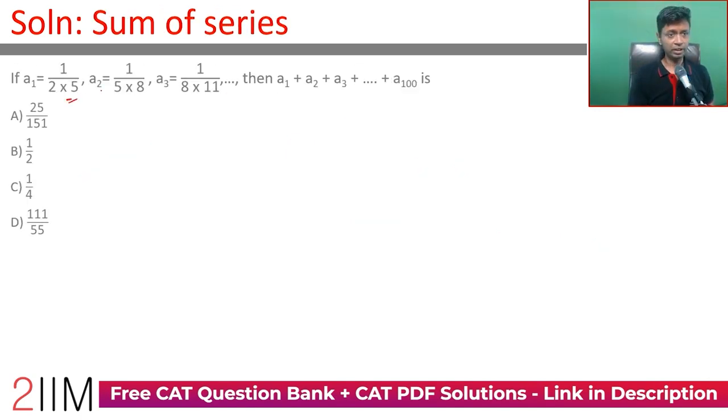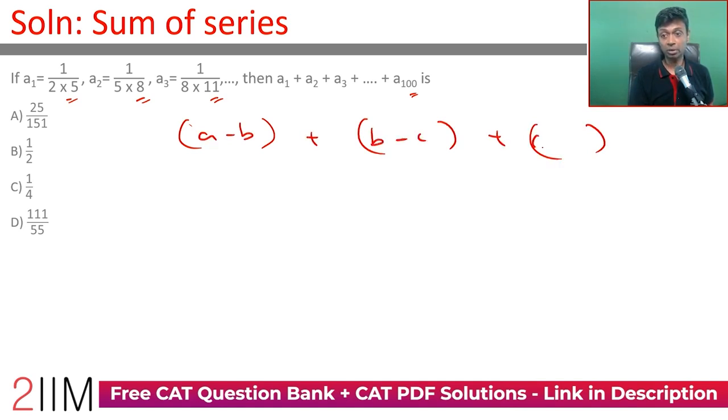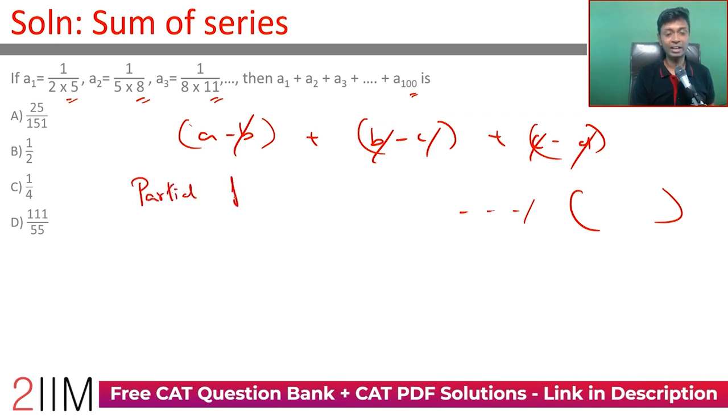A1 is 1 by 2 into 5, A2 is 1 by 5 into 8, A3 is 1 by 8 into 11, all the way till A100. And so, how do we do this? This is going to be something of this form. Finally, we have to sense this: A minus B plus B minus C plus C minus D all the way till something. So a bunch of terms are going to get cancelled and we're going to be left with something in the end. Getting a sense of the method is very important. We're going to somehow fall back into the idea of partial fractions. And if you can sense that, that is brilliant.